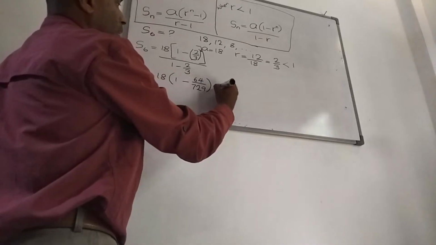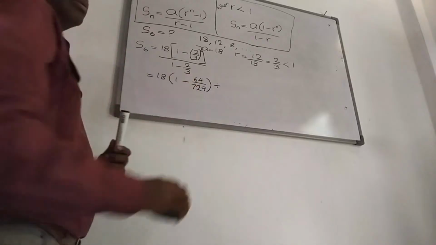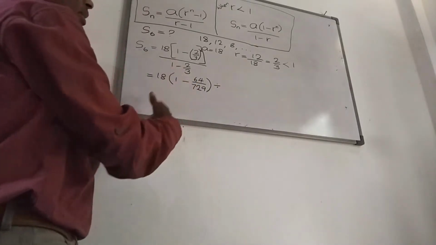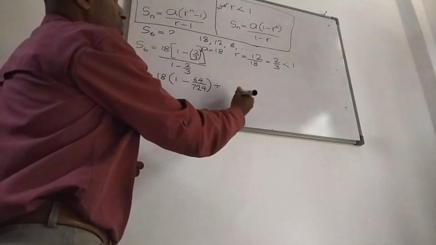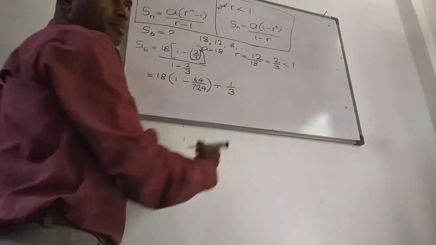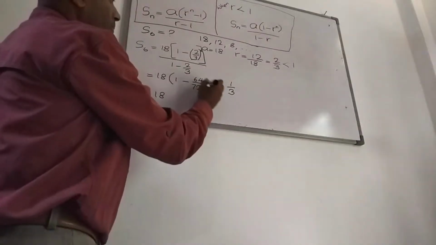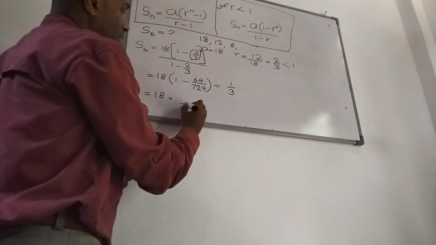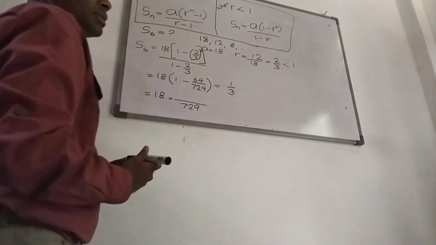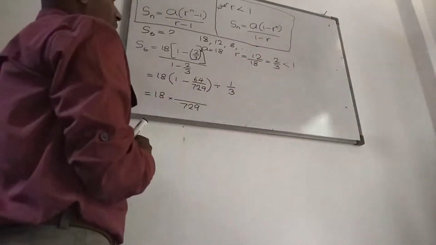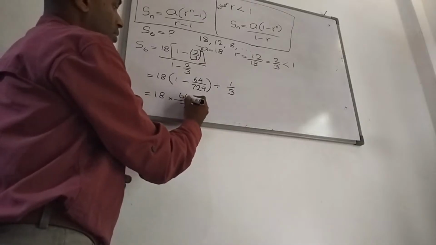Divided by, I put this division sign, no? Because we have a fraction in the denominator, so I put it using the division operation. 1 minus 2/3 is 1/3. Now 18, if you simplify this, taking common denominator 729: 729 minus 64, then this is 665.